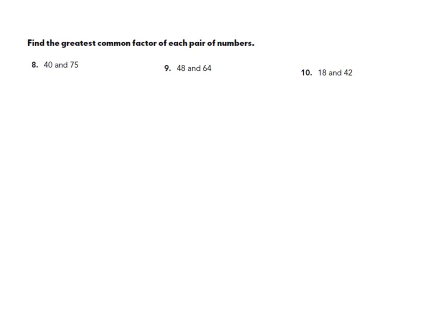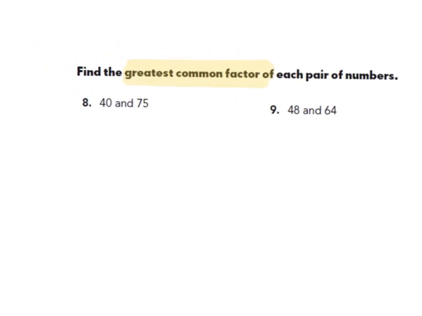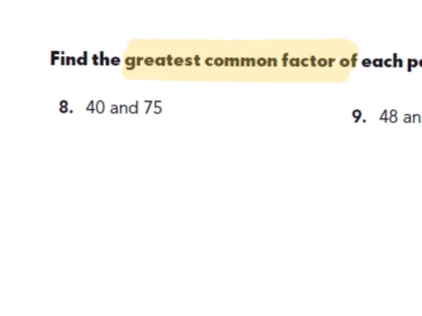Today we're going to focus on finding the greatest common factor of each pair of numbers. As I look at this one, they're looking for specifically the greatest common factor. I notice it says factor, not factors, so they're looking for a single answer. I don't need many more things. I just need to find the greatest of all the factors. So we're going to start with 40 and 75.